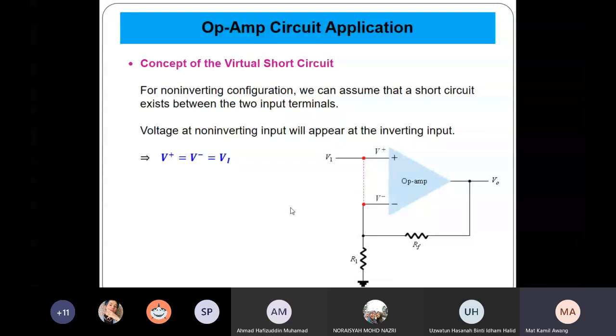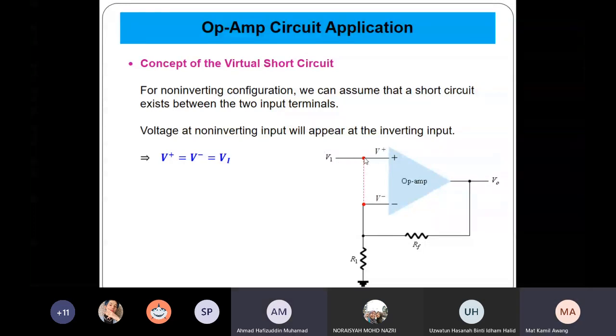Still, using the concept of virtual short circuit. This still holds: the positive terminal and negative terminal of the op-amp are in a virtual short circuit. If this is a virtual short circuit, therefore V plus and V minus have the same voltage. What is the voltage? It's actually VI, equal to V input.